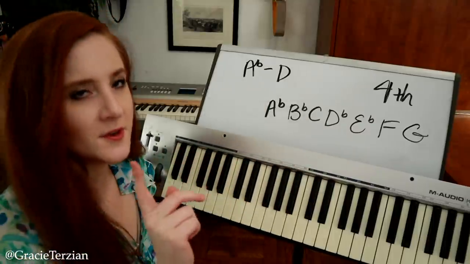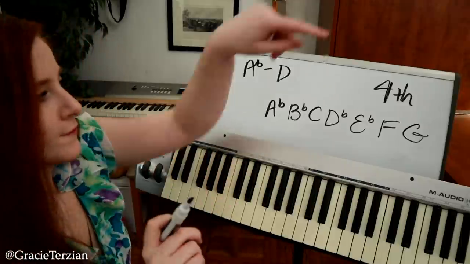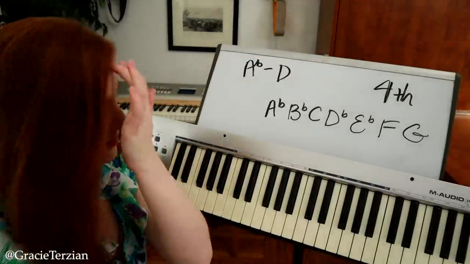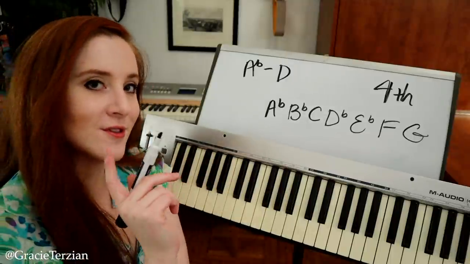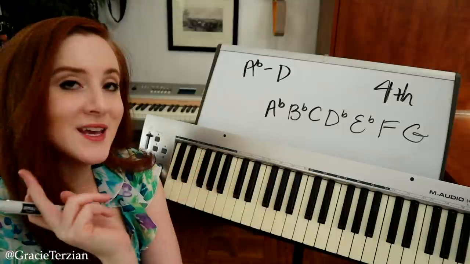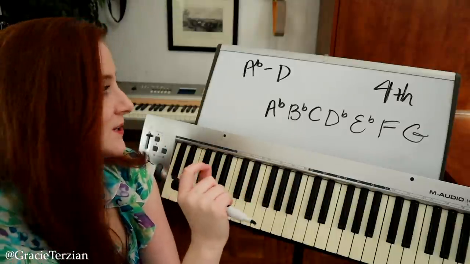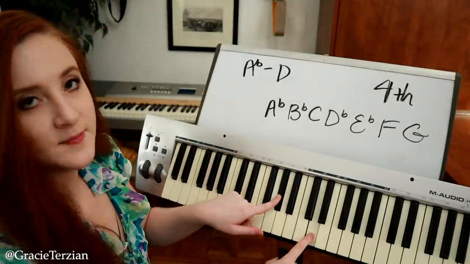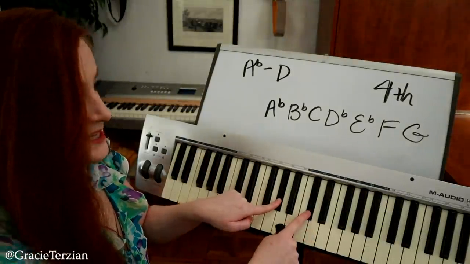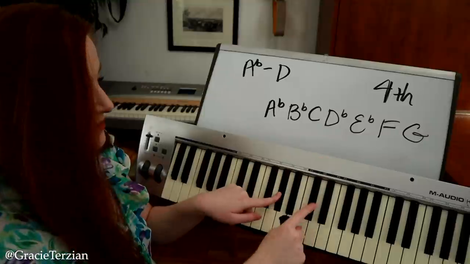So first things first, let's think about what is the default setting for a fourth. Do you remember? I said they're all major except for the fourth and the fifth, and then the unison and the octave, which are perfect. So the default setting for a fourth is perfect. So here's my interval, A flat to D. And the default perfect fourth would be A flat to D flat.